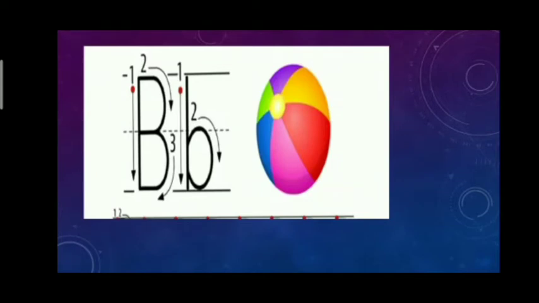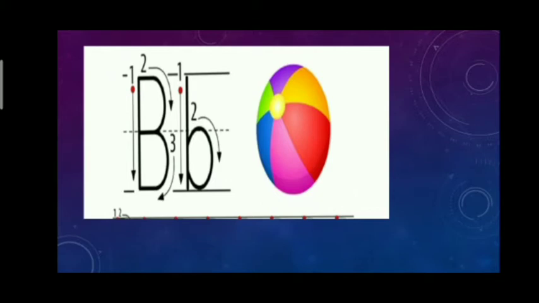Red dot, make a standing line. You can also see the arrow. According to the arrow, you will make it and the proper formation will come by itself. Then number 2, a curve. Number 3, there is also a curve.